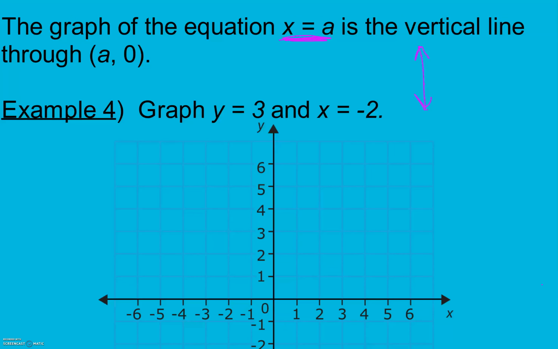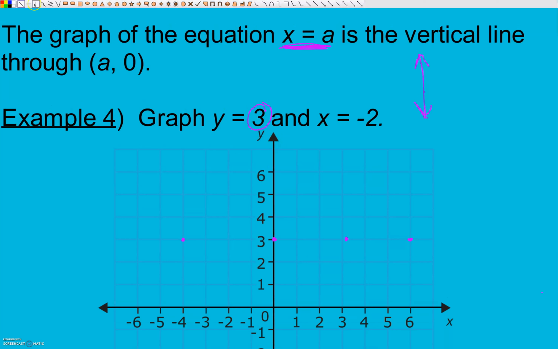So y equals 3 means my intercept for my y-axis is at 3. And then I want all the points where y is 3. It doesn't matter what my x is, I just need my y to be 3. So at 6, 3. At negative 4, 3. At pi, 3. Okay, any x value, doesn't matter, we just need y to be 3. And from there, we're going to connect them with our straight edge. Arrows to show it continues.